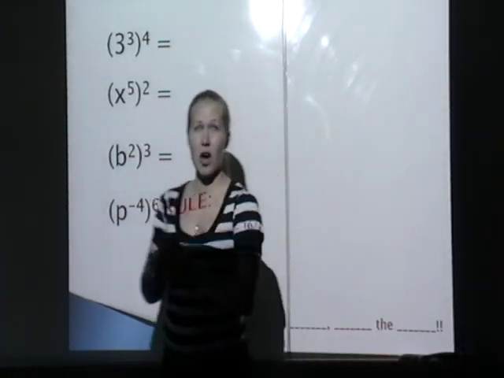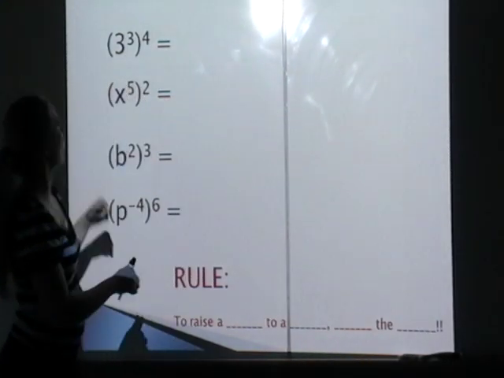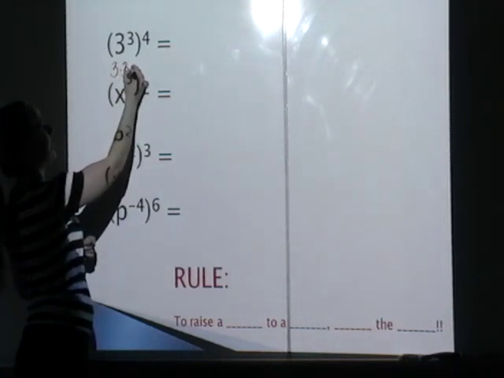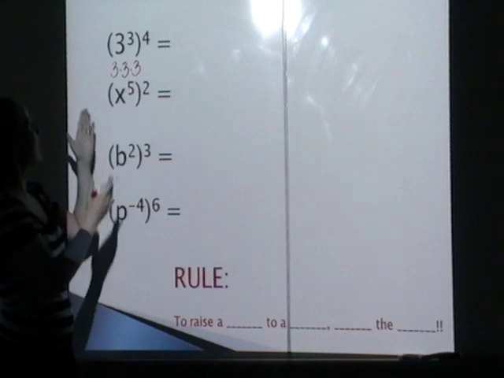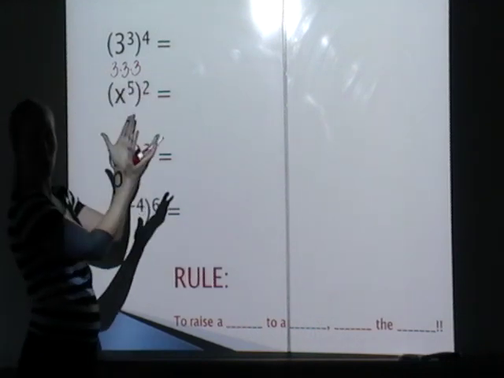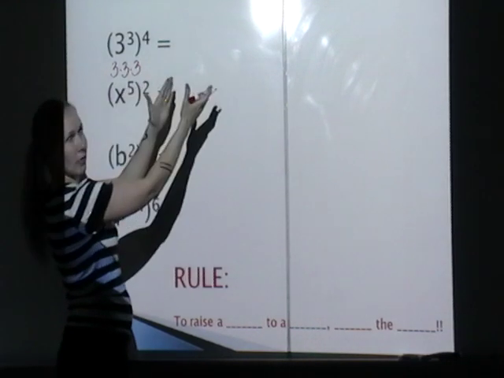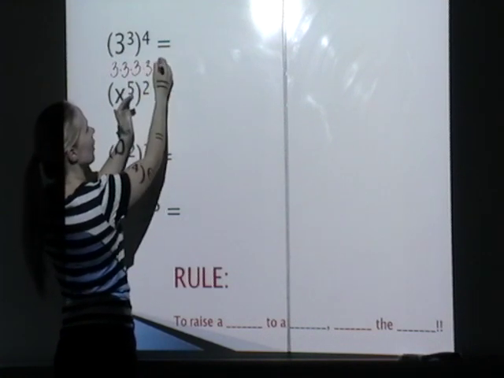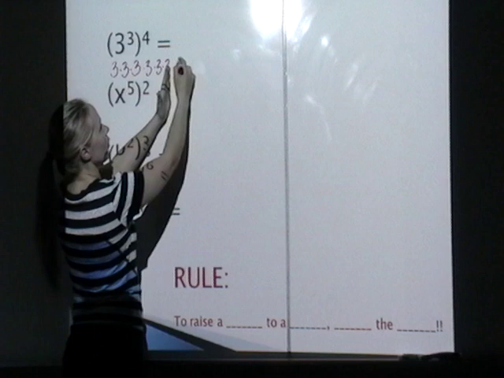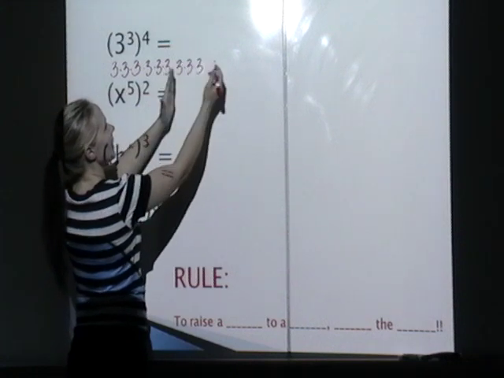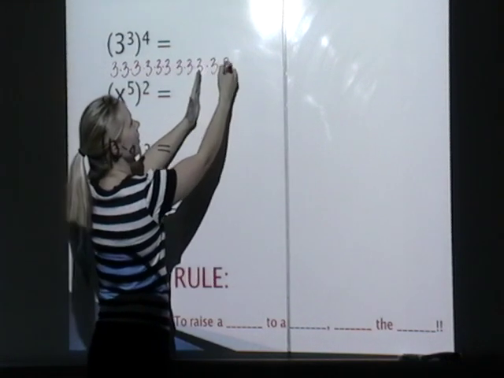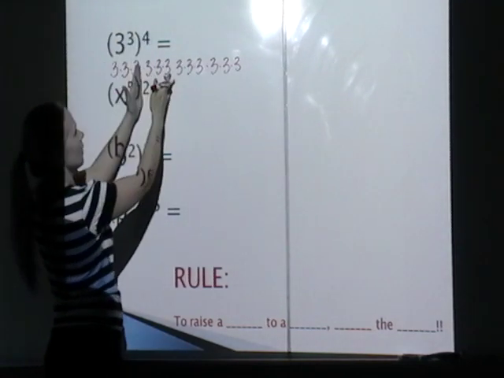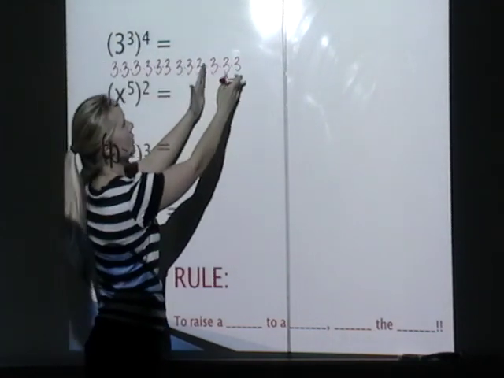So I can draw this out. If I look at 3 to the third power, really that's saying 3 times 3 times 3. And if I want to raise it to the fourth power, I want 4 groups of that. So 3 to the third power to the fourth power is 3 to the third power times 3 to the third power times 3 to the third power times 3 to the third power.